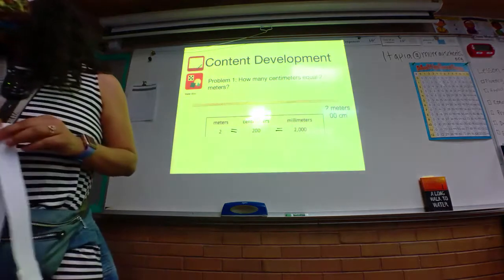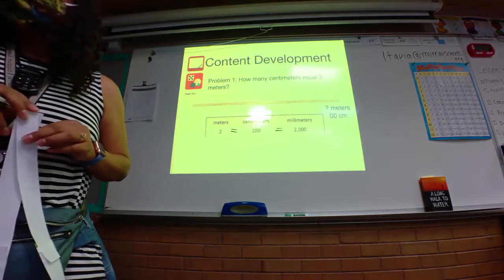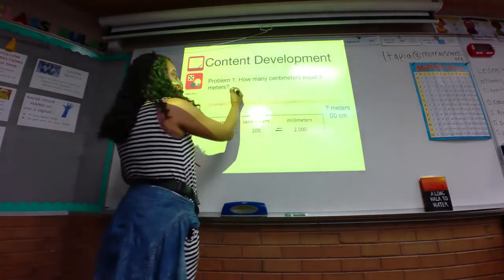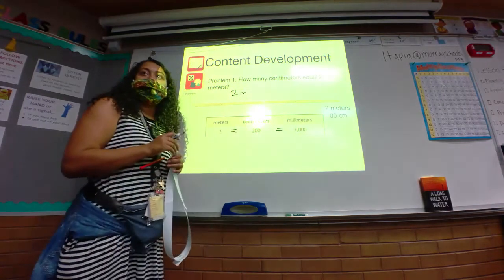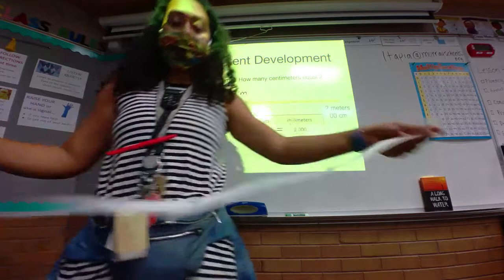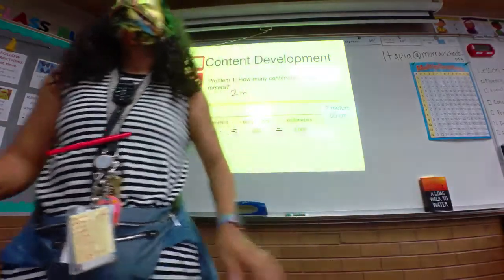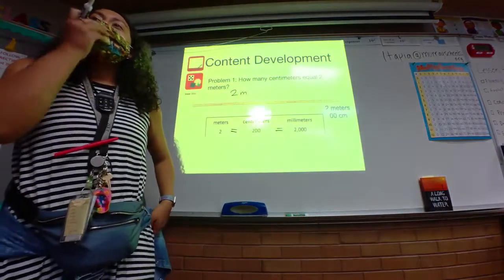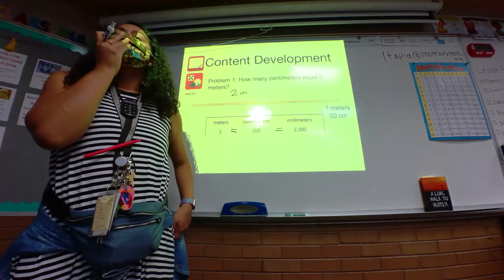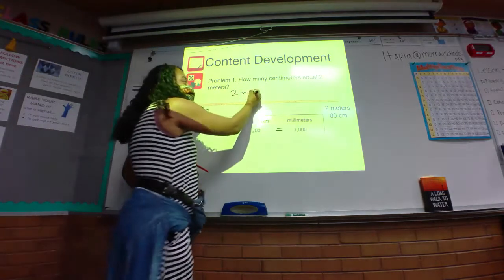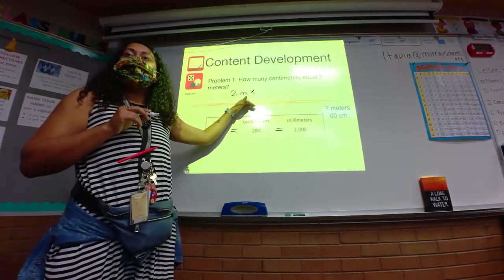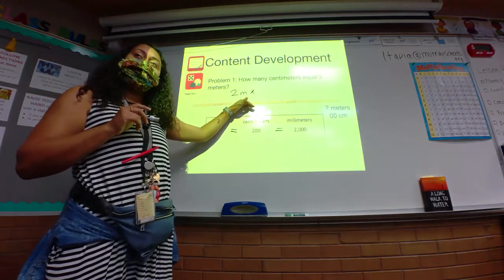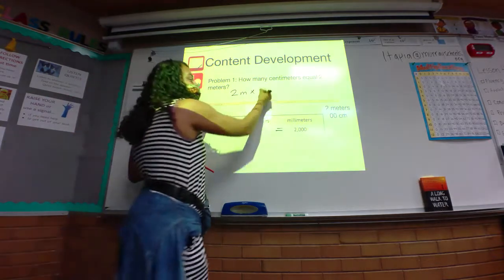How can we solve that as an equation? What can we write as our equation? We had 2 meters, and what did we do with the meters? Marley? We added? Okay, but we're going to do it as a multiplication, okay? So how do we solve this as a multiplication? You add 100 times 100, okay?